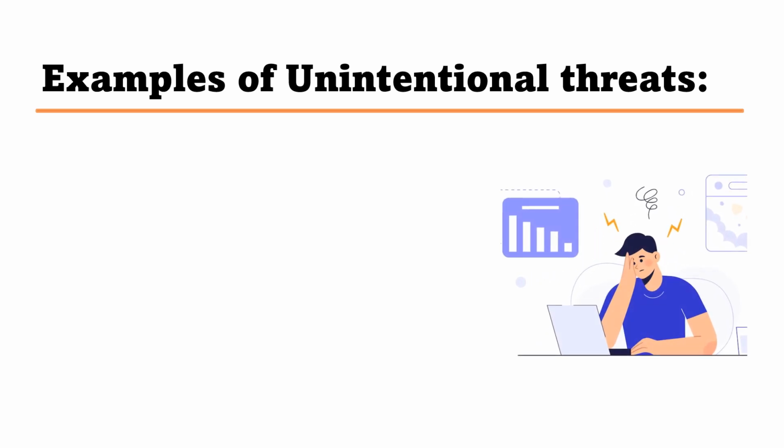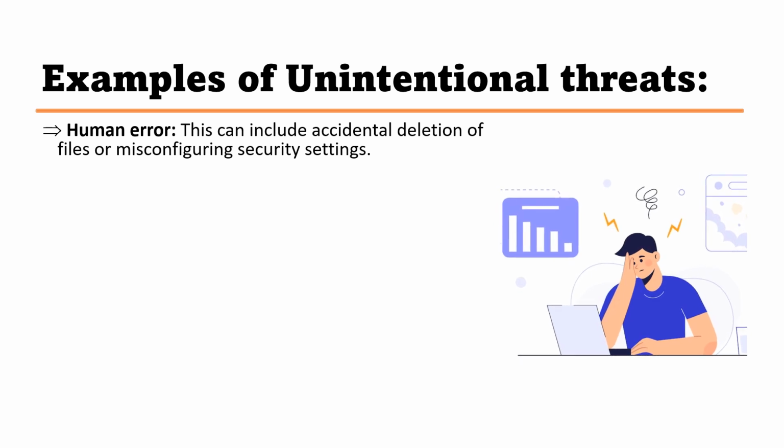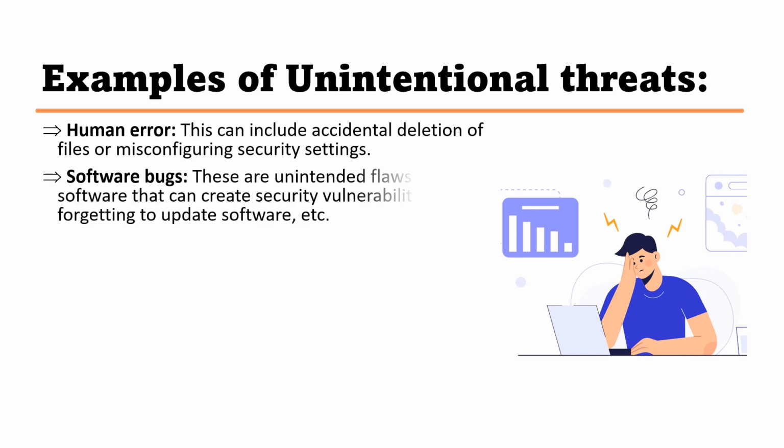Examples of unintentional threats include human error. This can include accidental deletion of files or misconfiguring security settings. This can happen with forgetting or not knowing the right way or the right processes to take when installing a particular package or installing particular security settings. They are accidental and not carried out with intent.